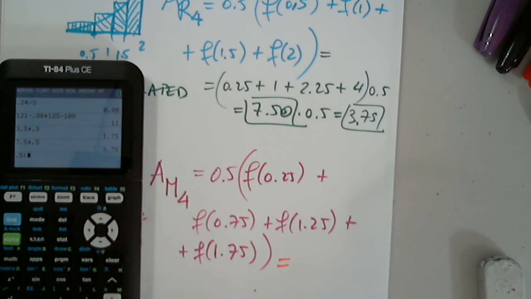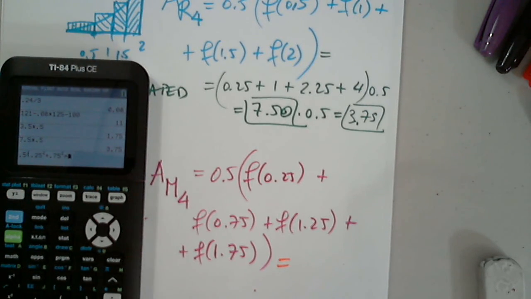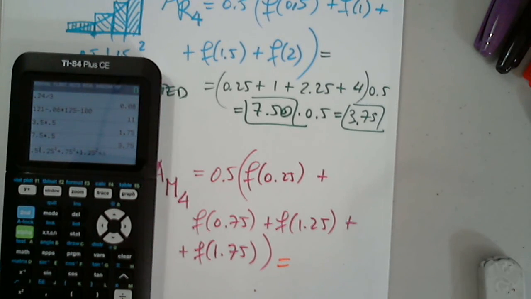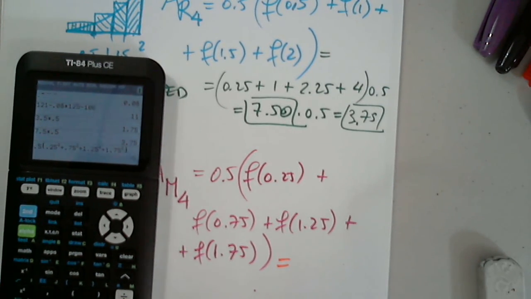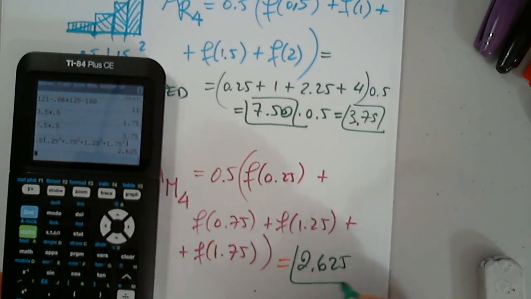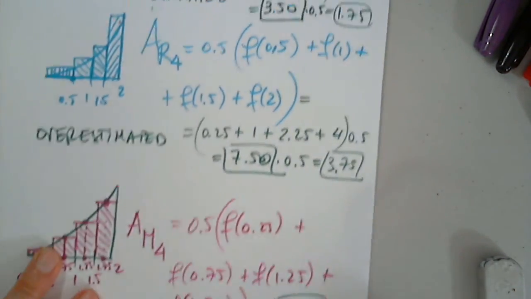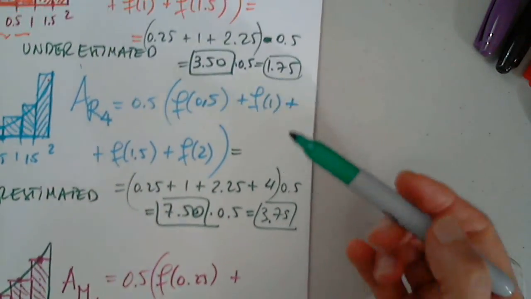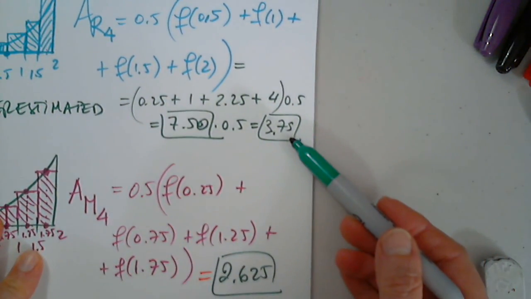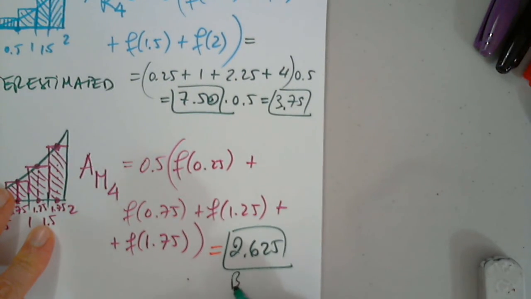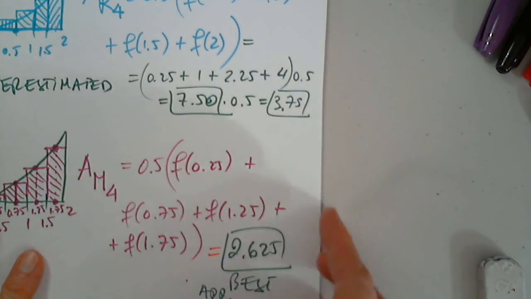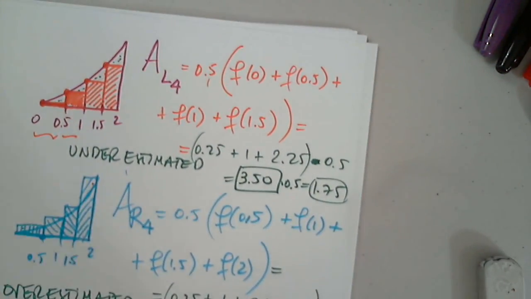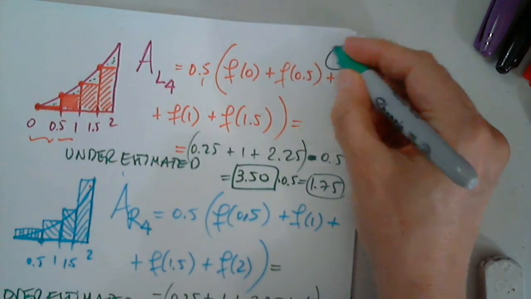So I'm just going to do it as 0.25 squared plus 0.75 squared plus 1.25 squared plus 1.75 squared, and close the parenthesis, 2.625. As expected, right in between. Now I'm not saying in the middle or anything like that. Between 1.75 and 3.75, I get this, which is the best approximation. Okay, now bear with me. I'm going to ask you a question. What if, let me see where I'm with the video.